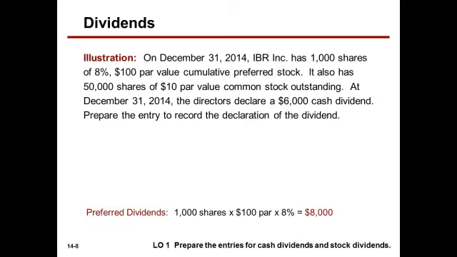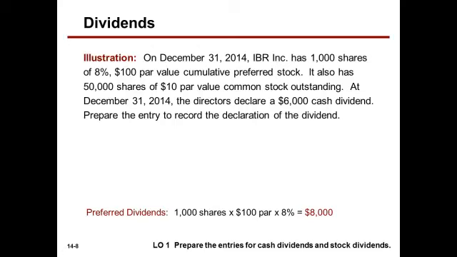Let's illustrate that. December 31st, IBR had 1,000 shares of 8% $100 par value cumulative preferred stock. It also had 50,000 shares of $10 par value common stock outstanding. At year-end 2014, the director declared a $6,000 cash dividend. Let's prepare the journal entry to record the declaration of that cash dividend as of the end of 2014.